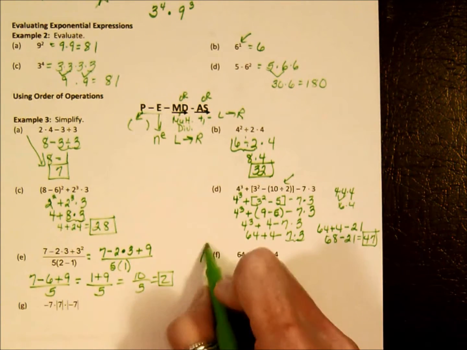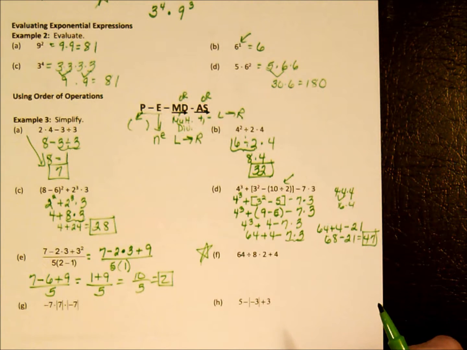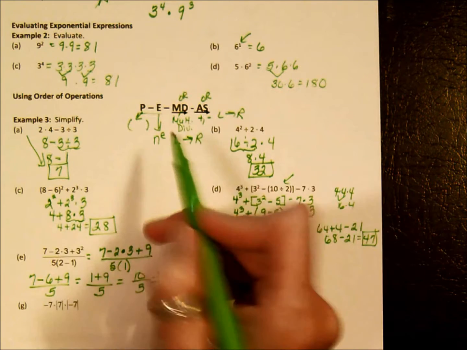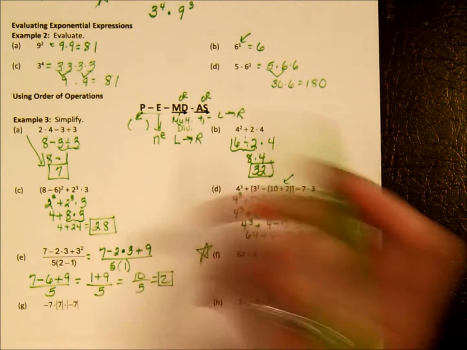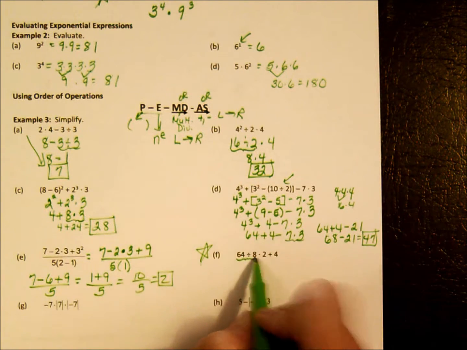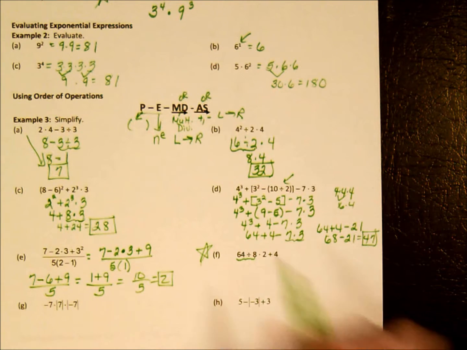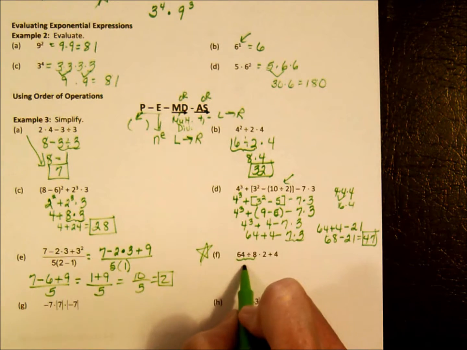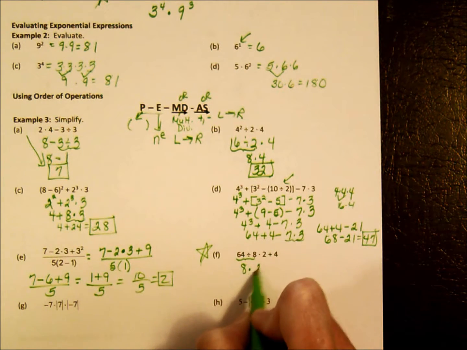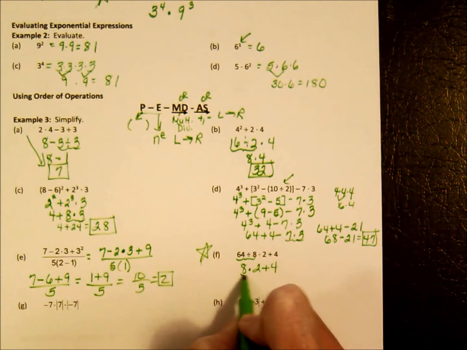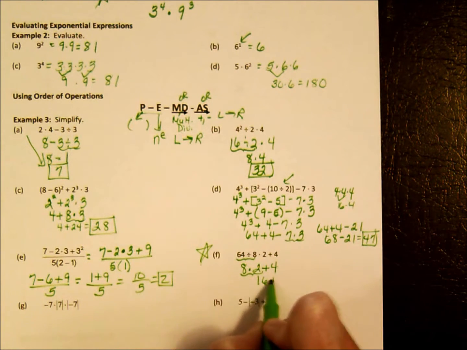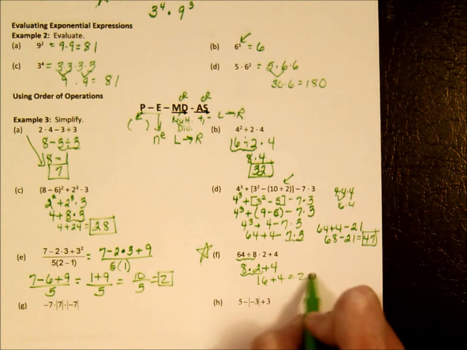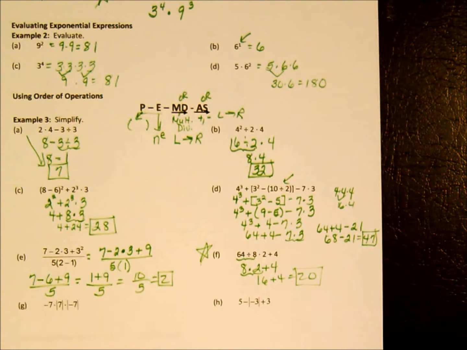This one is a tricky one because so many people want to do the multiplication first. But you have to do, remember, multiply and divide going left to right. The division comes first, so you actually do that first. 64 divided by 8 is 8 times 2 plus 4. 8 times 2 is 16 plus 4 is 20. Always following order of operations.